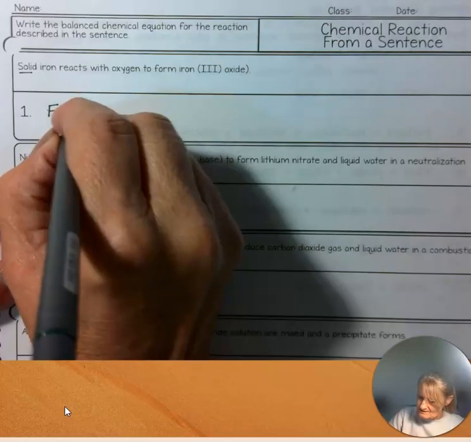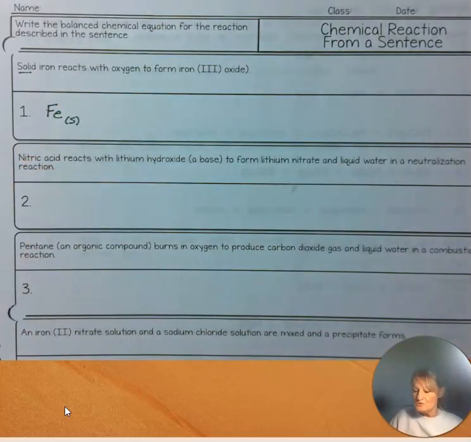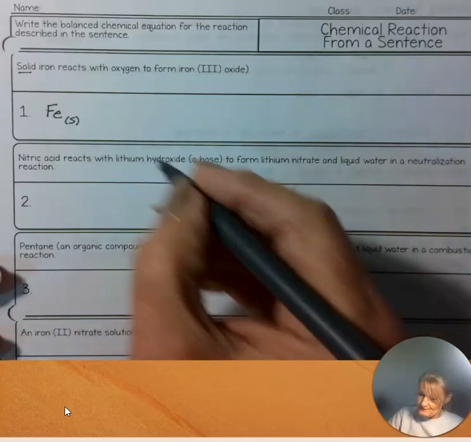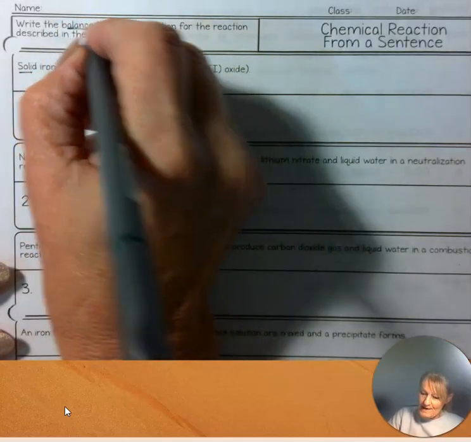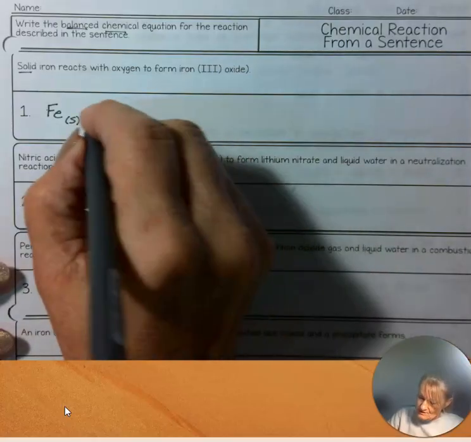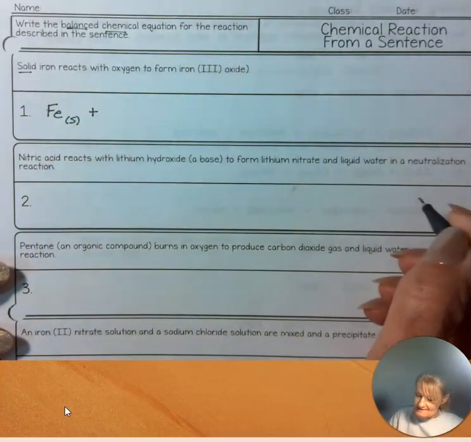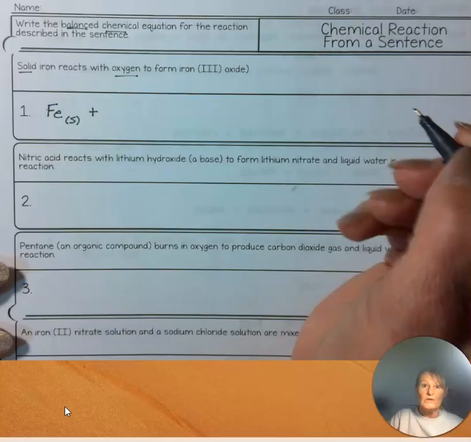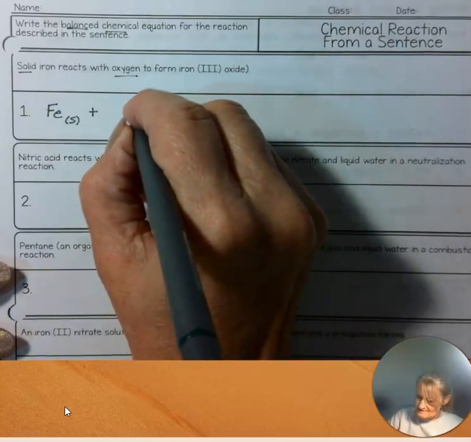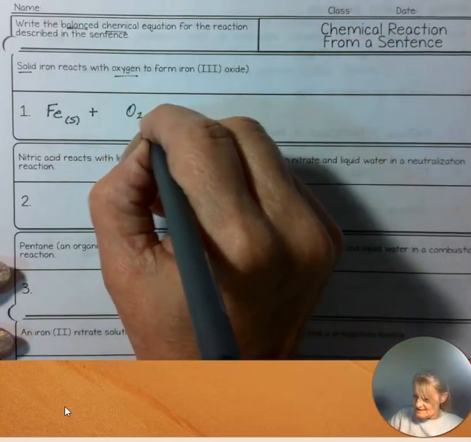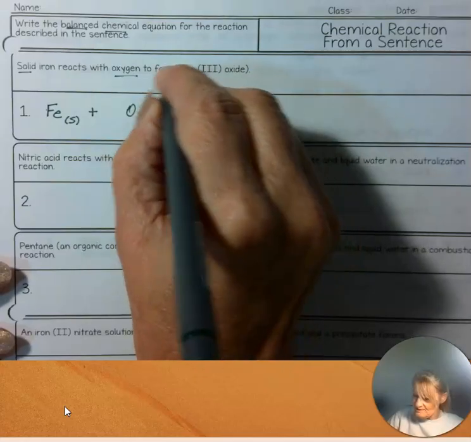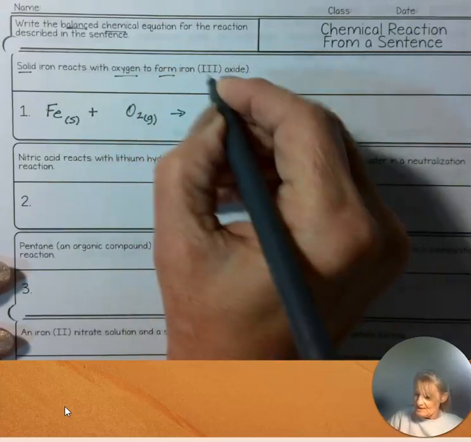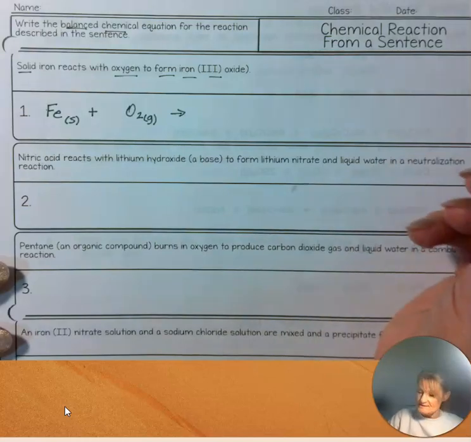Okay, so we have solid iron, so that is going to be Fe, solid. When you're writing this, you want to leave space because you do need to balance this also, because it says a balanced chemical equation. That is going to react with oxygen, and we know oxygen is O2 and it's a gas. It is then going to form iron 3 oxide.